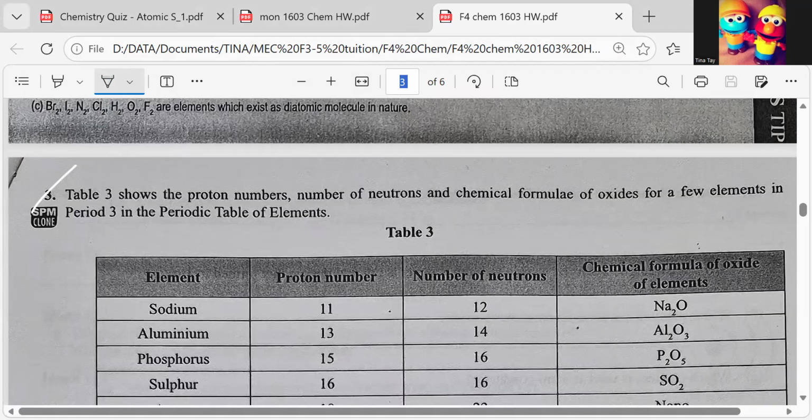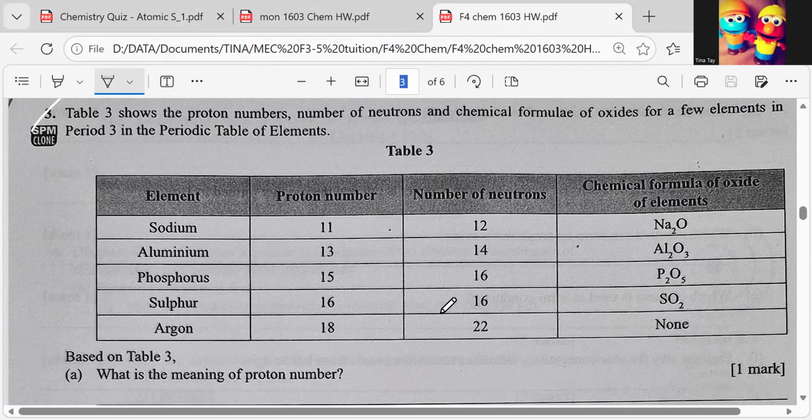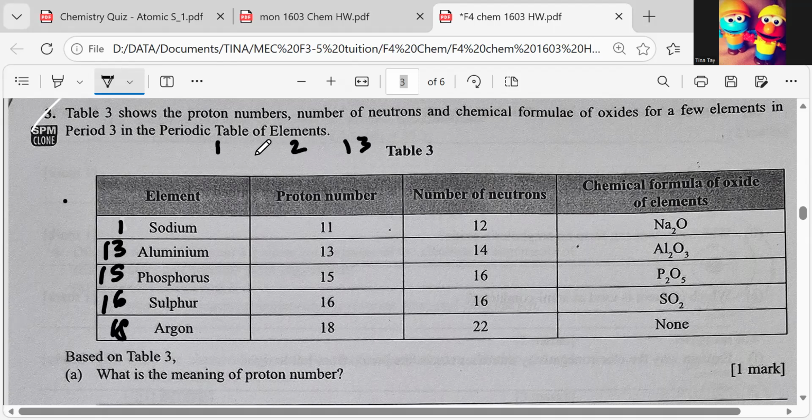Do you remember what this is? This is across a period. This is group one, group three. Phosphorus is group five, group six, and then this is group 18, 16, 15, 13. This is across a period like this. So if you go across a period, this is a metal. This one is non-metal. Do you remember?